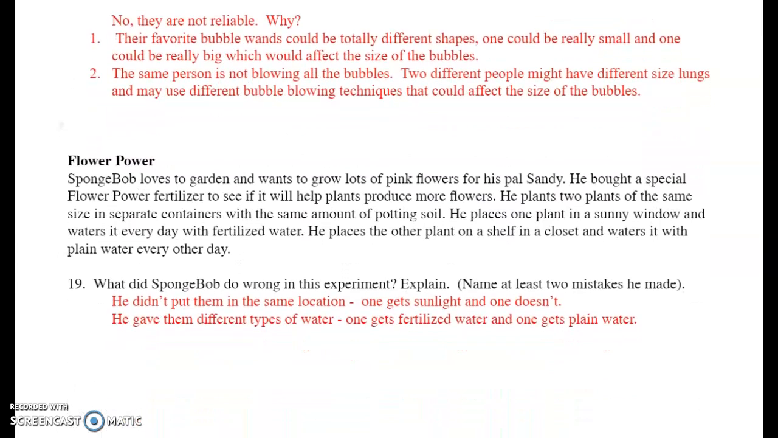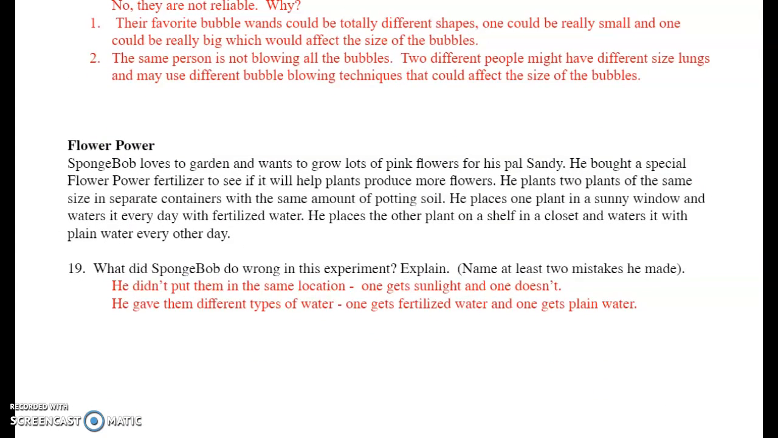And then for the last part, SpongeBob wanted to grow flowers for Sandy, so he bought a fertilizer to see if it works. He planted 2 plants of the same size in separate containers with the same amount of soil, but he put one in a sunny window and he put the other in the closet. And the one in the sunny window he watered every day with fertilized water, and the one in the closet he watered every day with plain water.